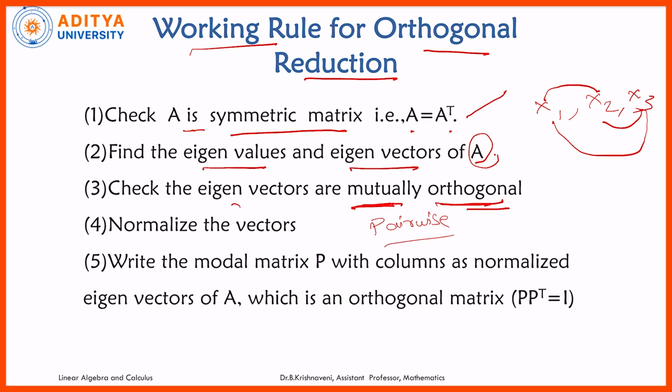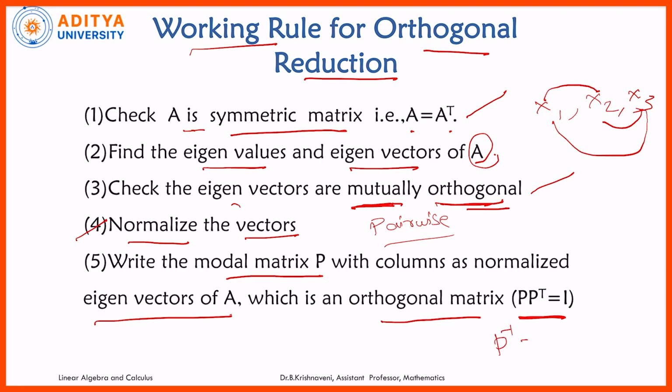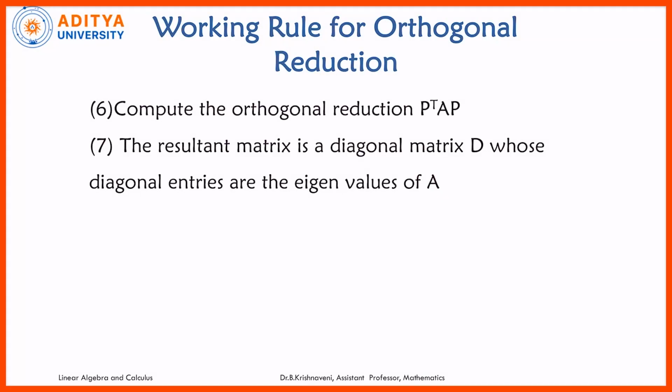Once all the eigenvectors are mutually orthogonal, we find the normalized vector of each vector. That means the next step is to normalize the vectors. Next write the modal matrix P with the columns as the normalized eigenvectors of A, which is an orthogonal matrix. So P transpose is equal to P inverse, that is, P inverse is equal to P transpose. Next compute the orthogonal reduction given by P transpose AP. Once you calculate that, the resultant matrix is the diagonal matrix D, whose diagonal entries are nothing but the eigenvalues of A.